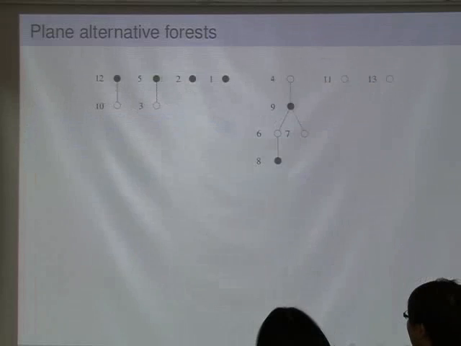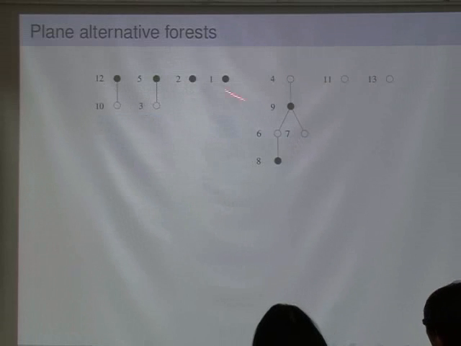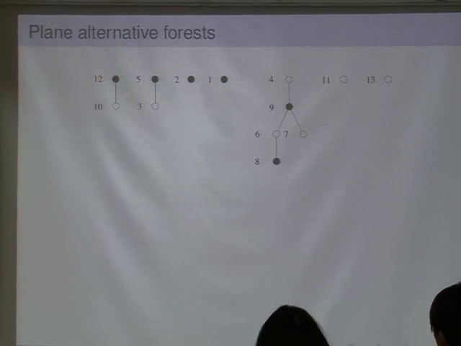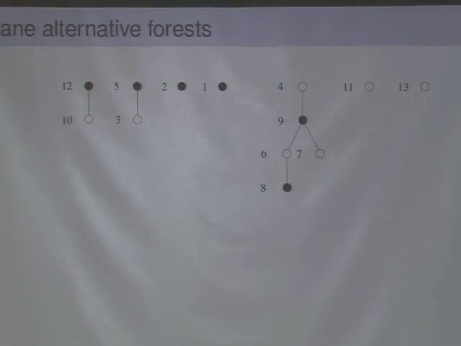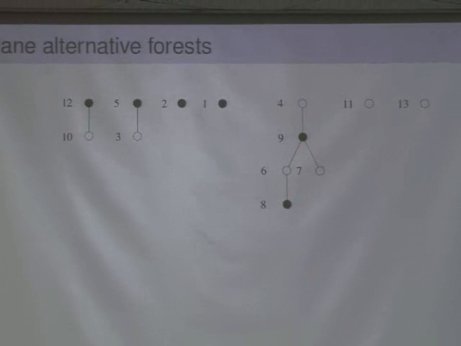So I will be fast here. This is an example. Now the roots are up, because last time the roots were down. These trees are oriented this way now. The children are below their father. So you see black and white vertices alternate in each branch.